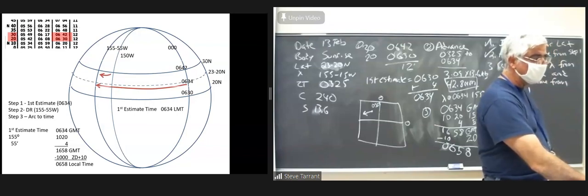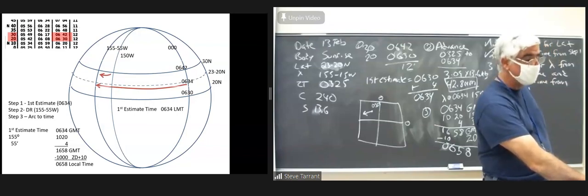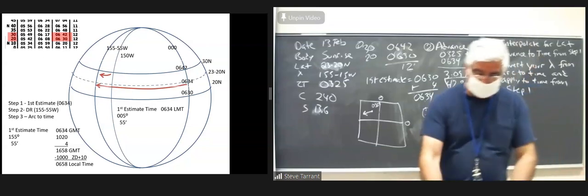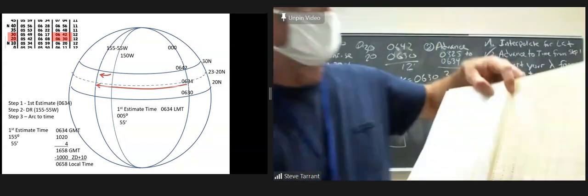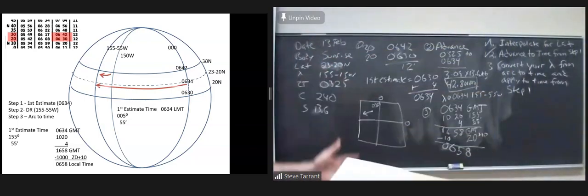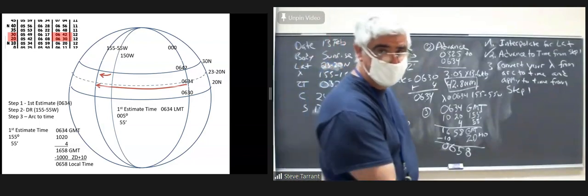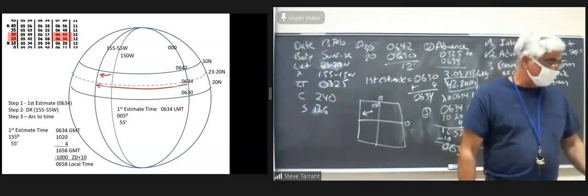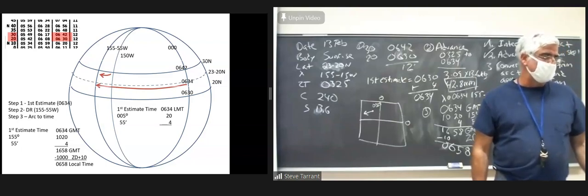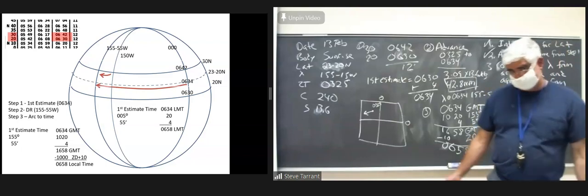Your first estimate was 0634. Then you're 5 degrees, 55 minutes. You go back to the book and use 5 degrees, it's 20 minutes, because it's 4 minutes for every 1 degree. So that would be 0634 local time plus 24, which is 0658. Done.